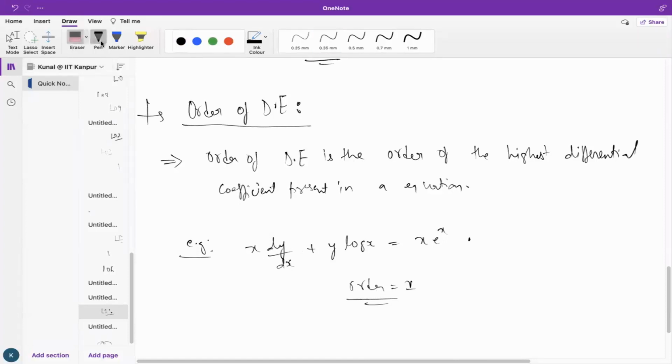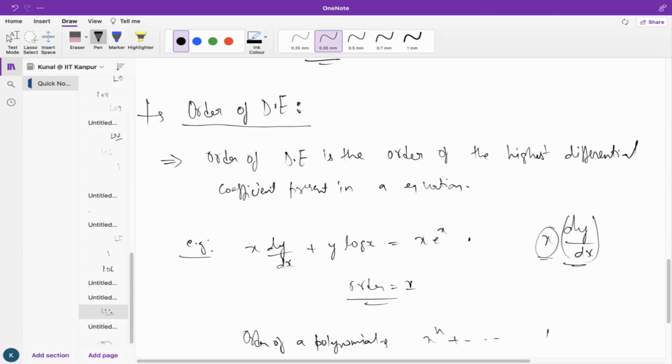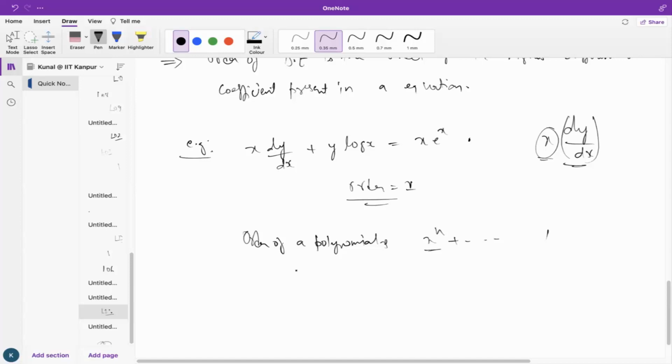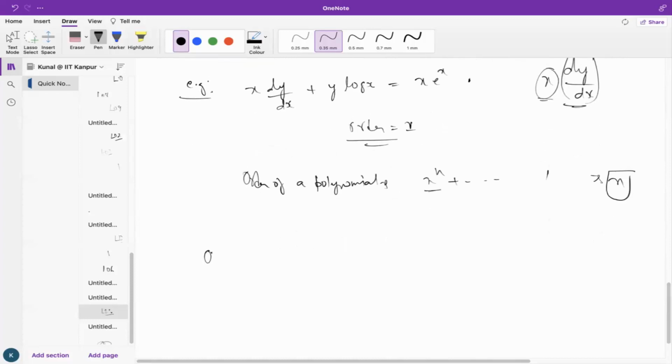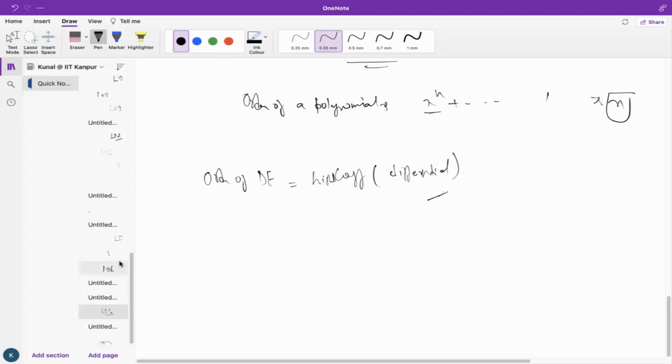Let me try to elaborate it again. जैसे यहाँ पे है, सबसे पहले dy by dx मेरी derivative है, और इसकी coefficient क्या है? X. और x पे max power कितनी है? If I tell you the order of a polynomial x to the power n plus ... 1, what is its order? The maximum power on the x is the order or degree, whatever it's called. So it will be n, right? So what I'm trying to say is that the order of the differential equation is equal to the highest coefficient of differential. Okay, so I think you all understand. Wo examples acche se aur samajh mein aa jayegi, so don't worry about it.